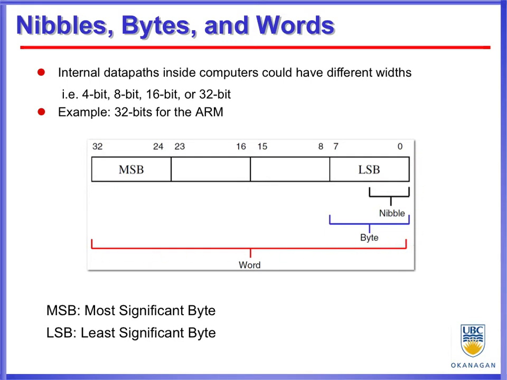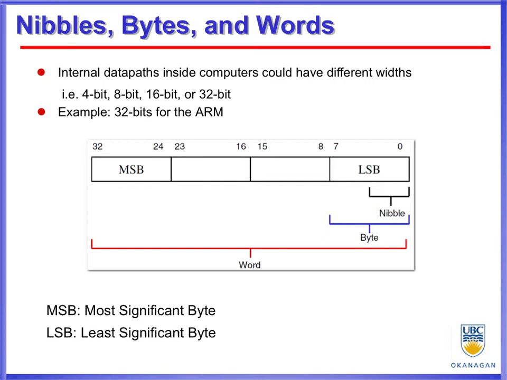In a processor that only has 16-bit buses, we would say a word is 16 bits. Okay, so the size of a word, or the number of bits in a word, can vary from computer to computer depending on the data width inside the computer.